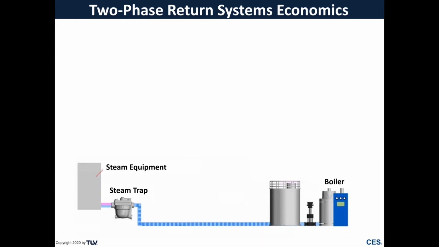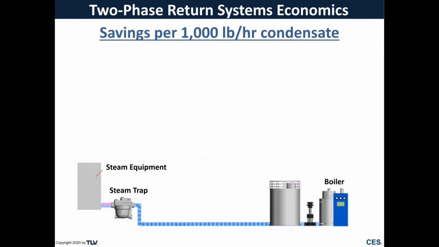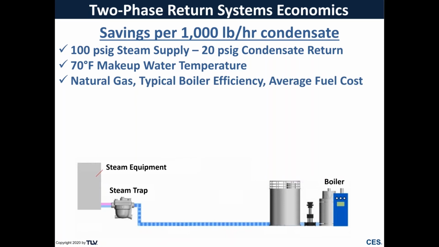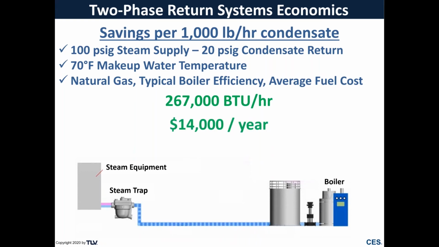So if we look at a sample calculation and say that we're saving 1,000 pounds of condensate from a 100 PSI system going into a 20 PSI condensate return line, typical makeup water temperature of about 70 degrees with natural gas and a typical boiler efficiency and average fuel cost. For 1,000 pounds of returned condensate, we could be recovering about 267,000 BTUs an hour. And based on our fuel cost and boiler efficiency, that could equate to about $14,000 a year. So there's a lot of money there to recover just 1,000 pounds an hour of condensate.